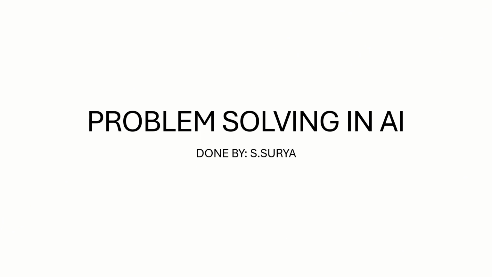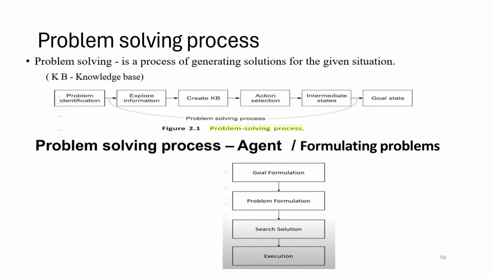Hello guys, I'm Surya. Today I'll be explaining problem solving in AI in this lecture. Now let us look into what is problem solving in AI. The ability of an AI system to analyze data, identify patterns and generate solutions to complex problems is called problem solving in AI. Let us look into the steps involved in formulating the problems.